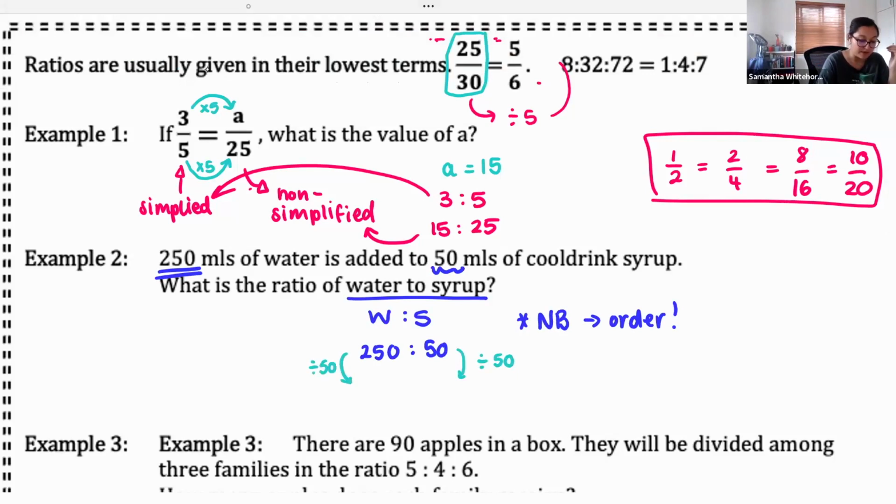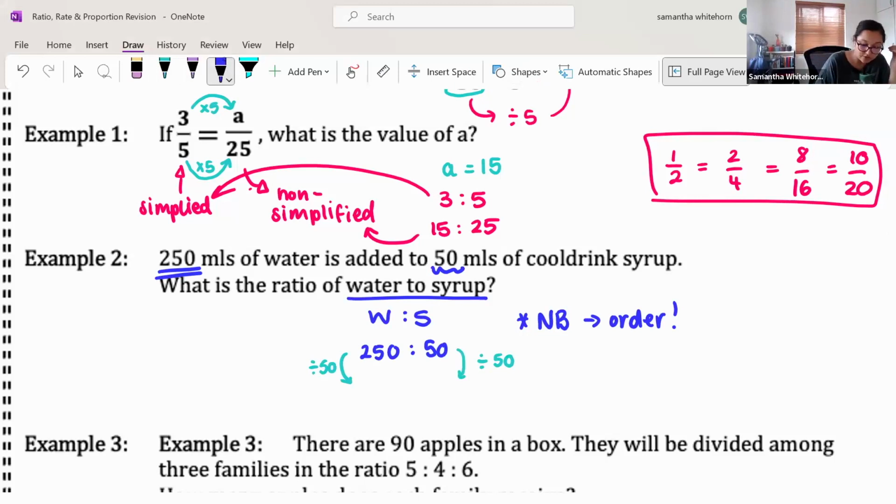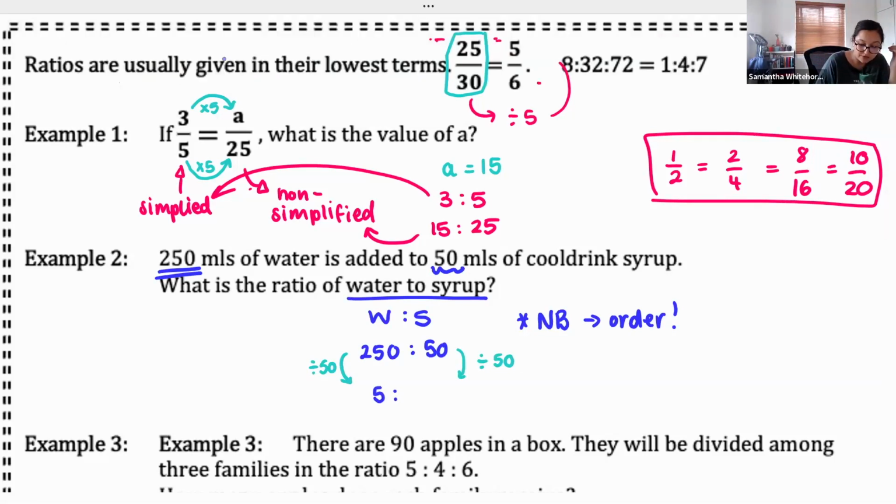And if my maths is serving me correctly tonight, 250 divided by 50 is 5. 50 divided by 50 is 1. We've got a ratio of 5:1. All right, now if we go back to the whole order is important thing. If I say to you, you're going to mix water to cool drink in a 5:1 ratio, you now know that you must have 5 parts of water to 1 part of cool drink.